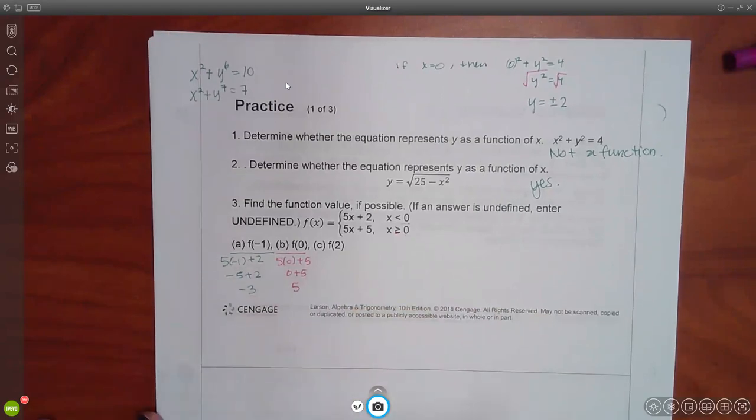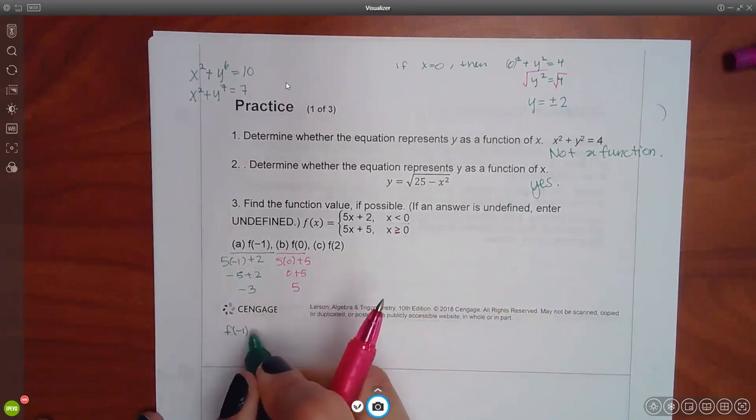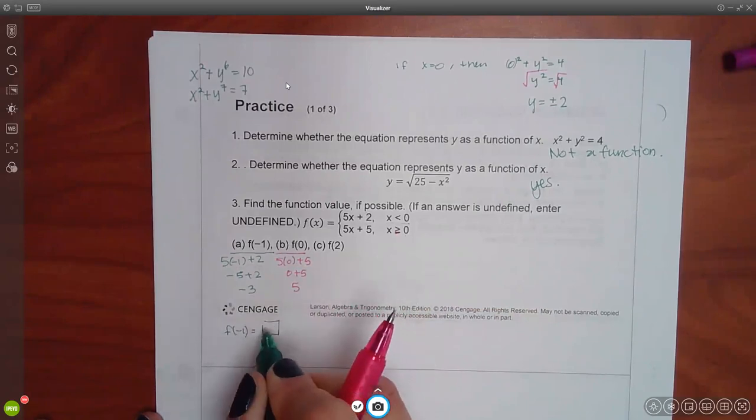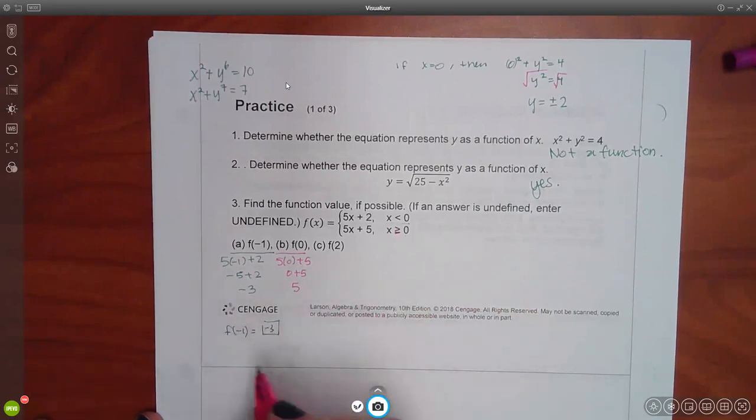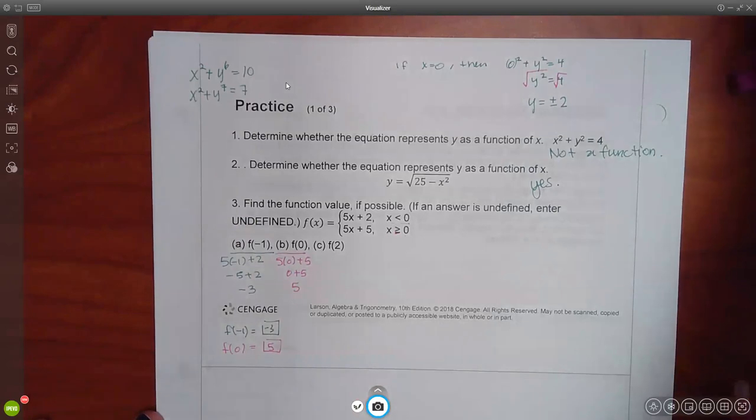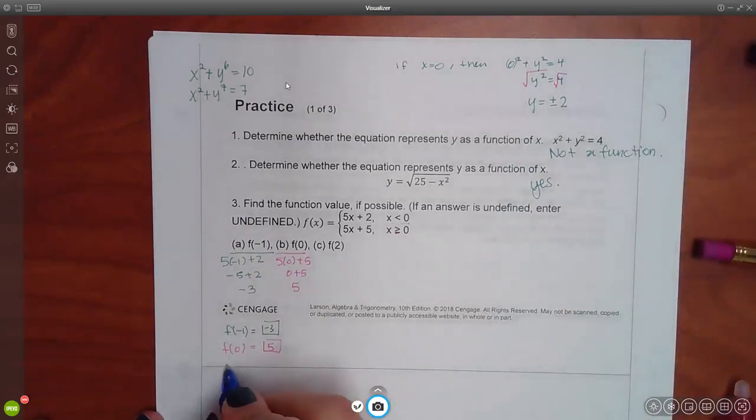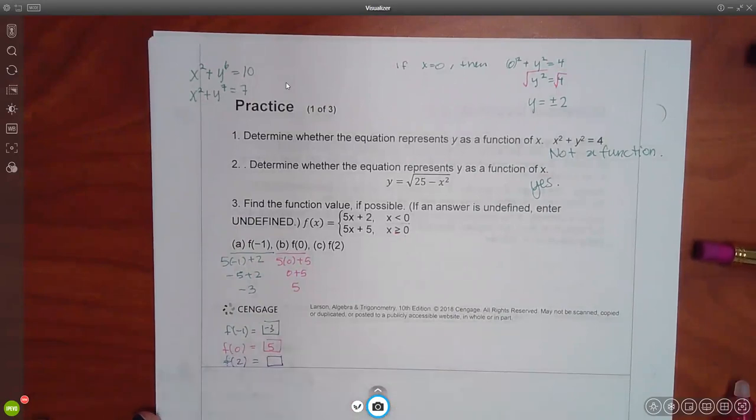So in your homework, it's literally going to say this, and then it's going to have a box. You can type in -3. And then it's going to say f of 0 and have a box, and you're going to type in 5. And then the last one will say f of 2 and a box, and we'll type in whatever it is.